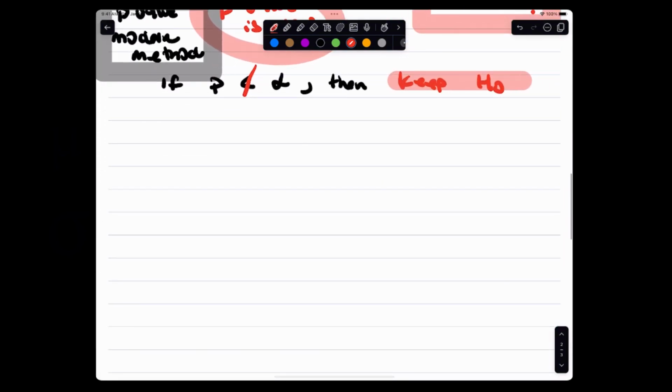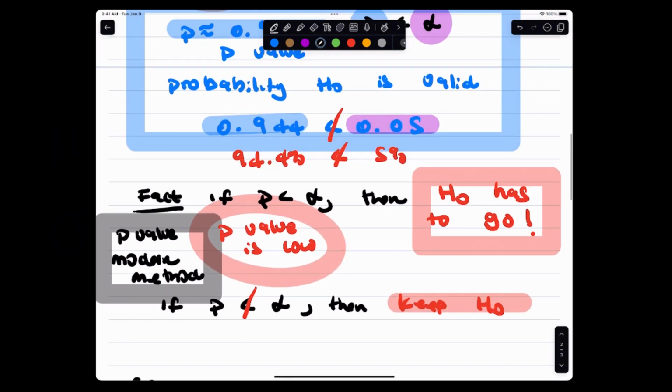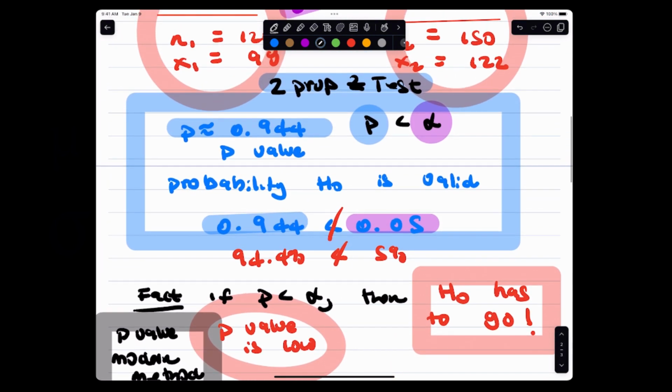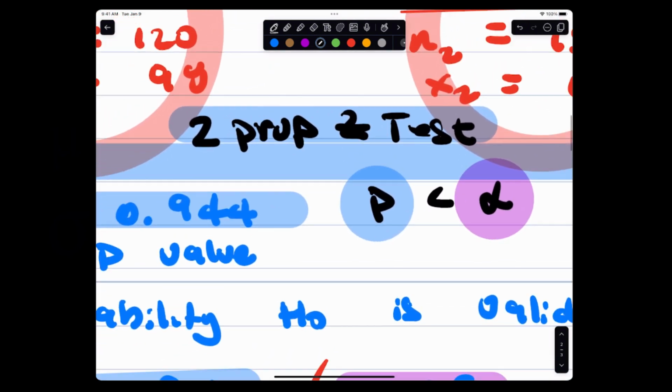Good. Let's give you guys another example here, okay? And all you have to remember is when you compare two what? Proportions. In the TI, it's two proportion z-test.